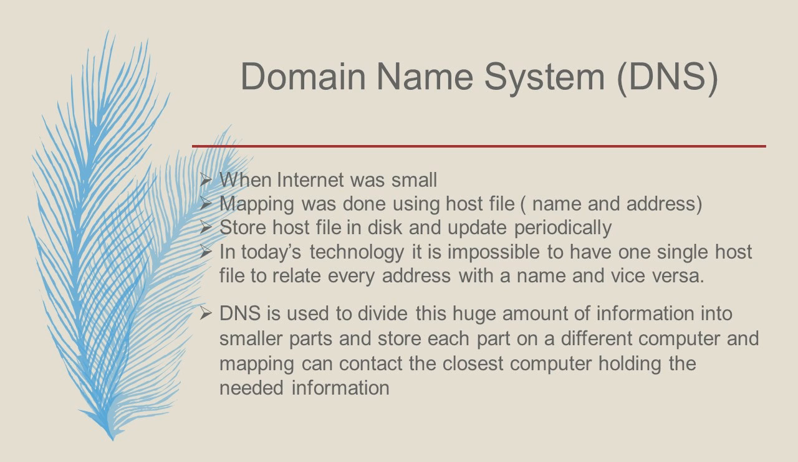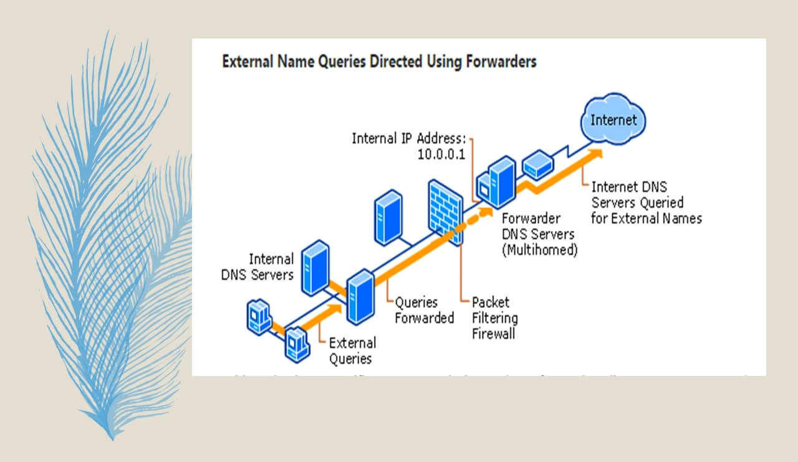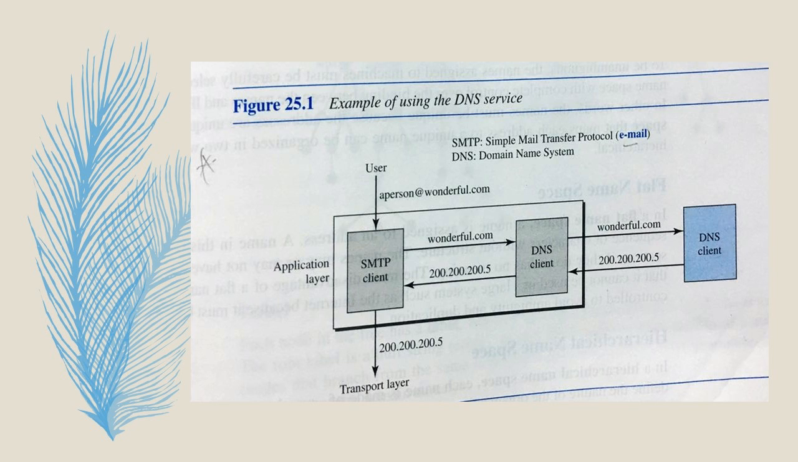The diagram below shows the external name queries directed by the forwarders. Starting from the internal DNS servers, the external queries will be forwarded from an internal IP address, which is 10.0.0.1, to the internet using the forwarders. Well, here's another example of using the DNS service. The first topic in this chapter is the namespace.